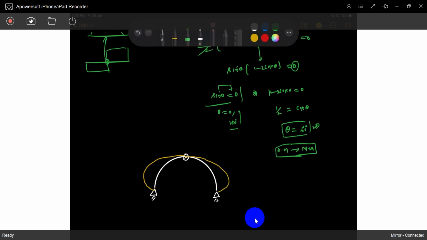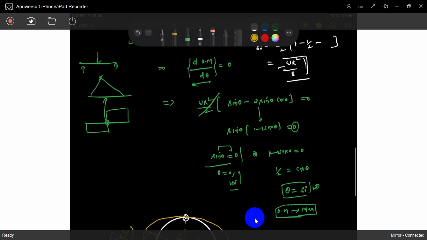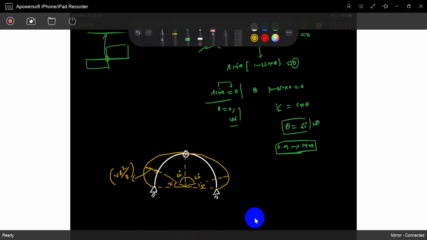Okay, so exactly 60 degrees from that position. Otherwise here also 60 degrees from the crown, or 30 degrees from this location, it will give the maximum bending moment. So what is that bending moment? WL square by 8, WR square by 8. Okay, so that's the end of the story.